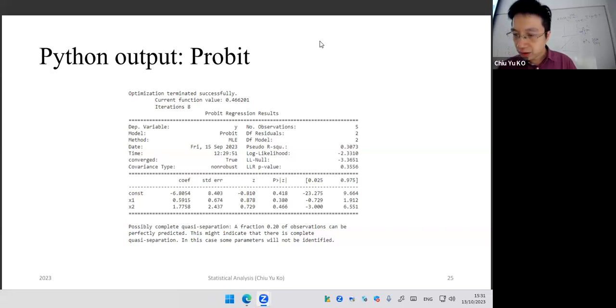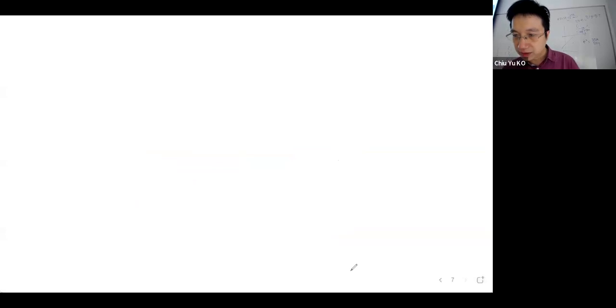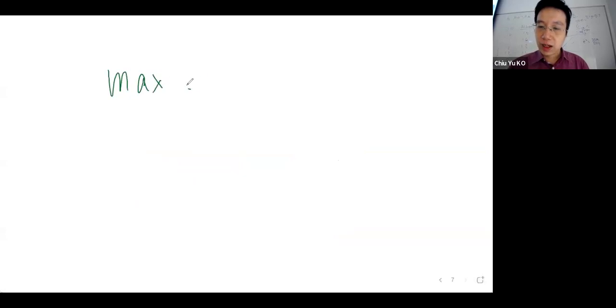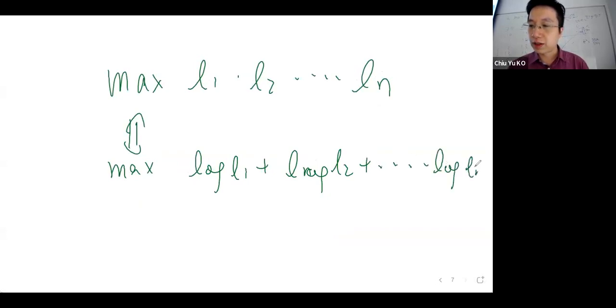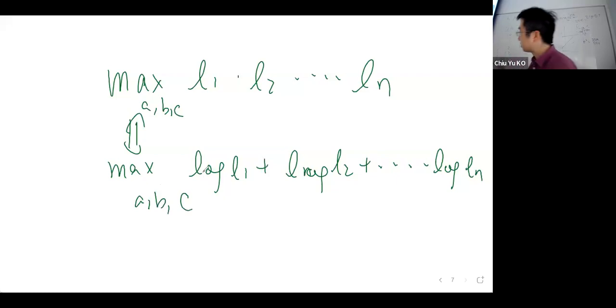Since some of you are not happy with what I'm saying: maximizing L1 times L2 times up to Ln is equivalent to maximizing log of L1 plus log of L2 plus up to log of Ln, the same thing, by maybe choosing some parameters here, A, B, C. This is a standard result from mathematics, but that's why log likelihood. But you can just say it's the same thing.